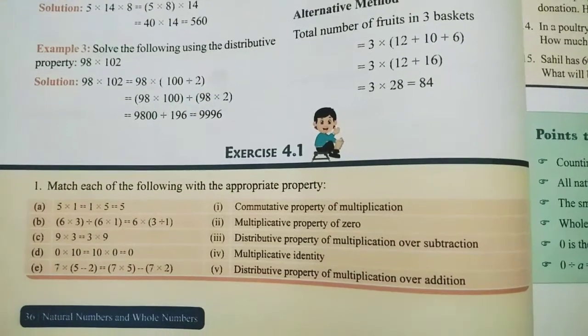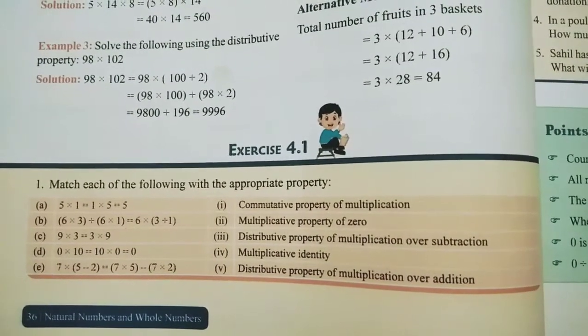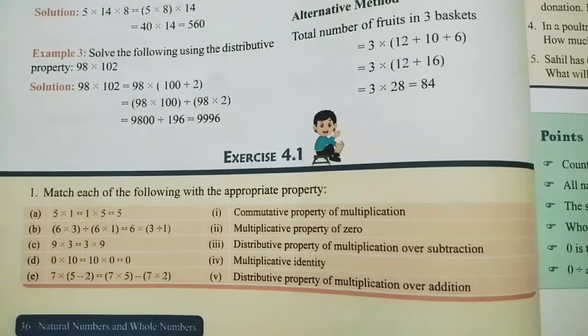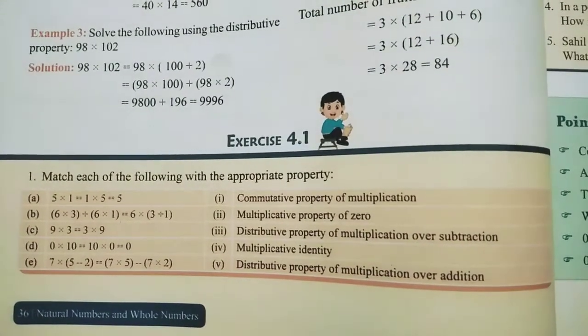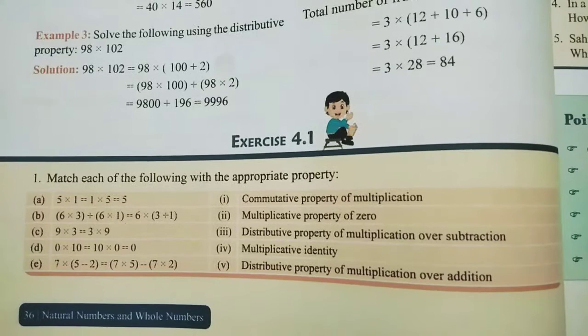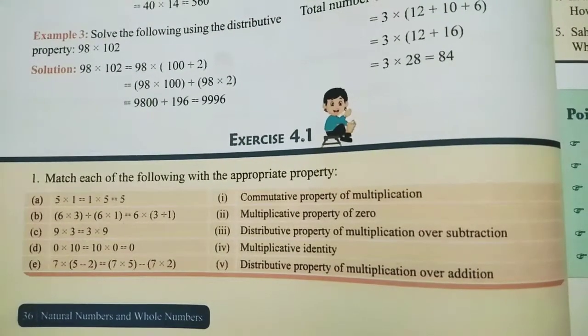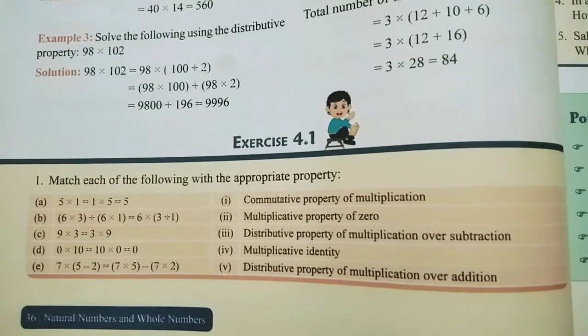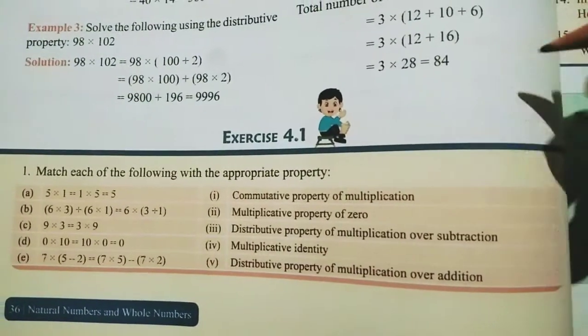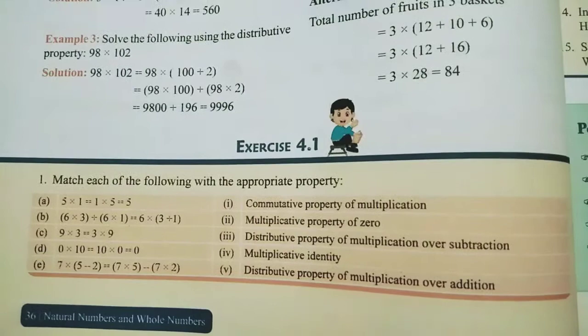We were doing the natural numbers and whole numbers. I've explained all the properties of addition, subtraction, multiplication and division, and we have seen the distributive property of multiplication over addition and subtraction, right? So today we will start exercise 4.1.